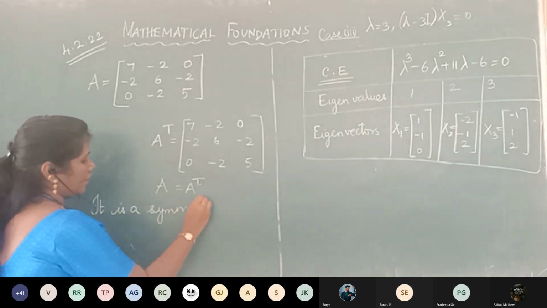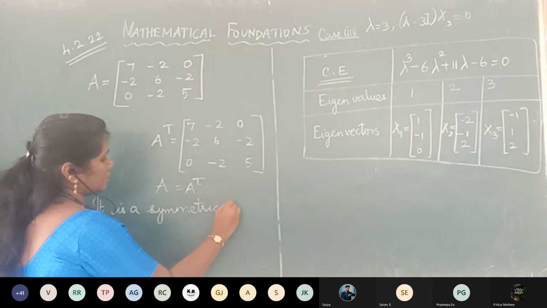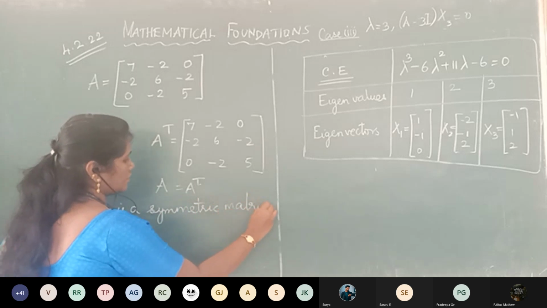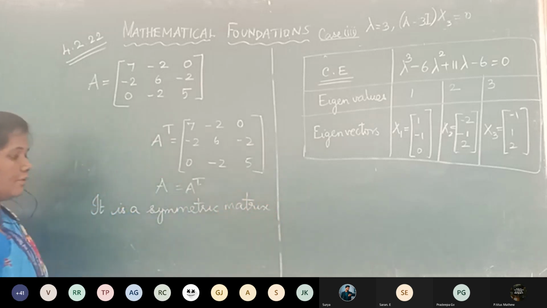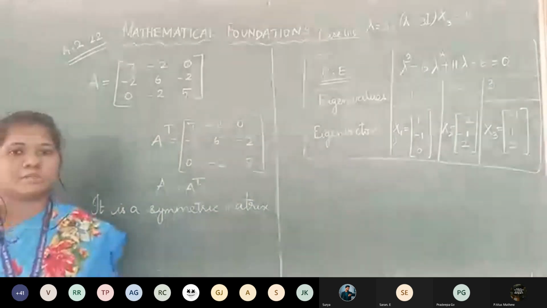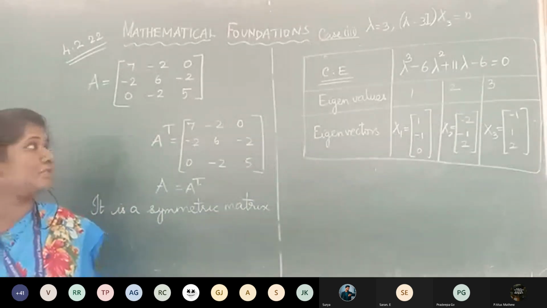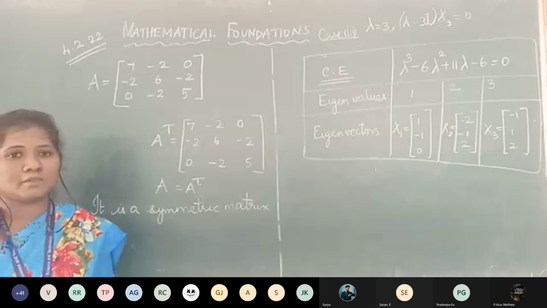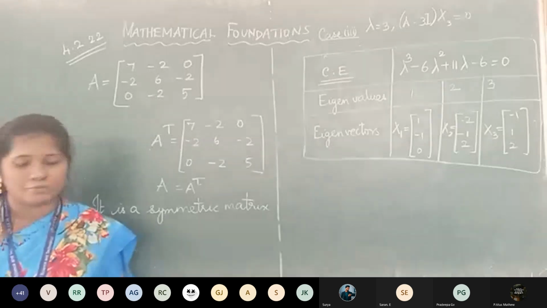So that will be your first step. Okay, you will tell whether it is a symmetric matrix or a non-symmetric. So it is a symmetric matrix. After finding out that it is a symmetric matrix, find out your characteristic equation. This is a 3 cross 3 matrix. So find out your formula. Write down your formula.